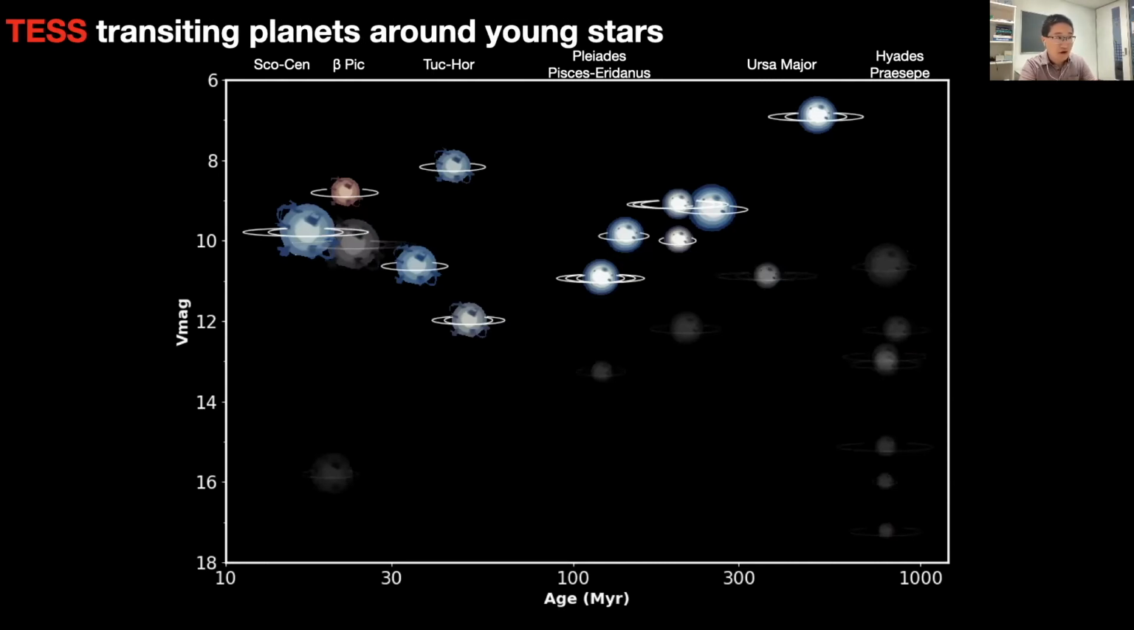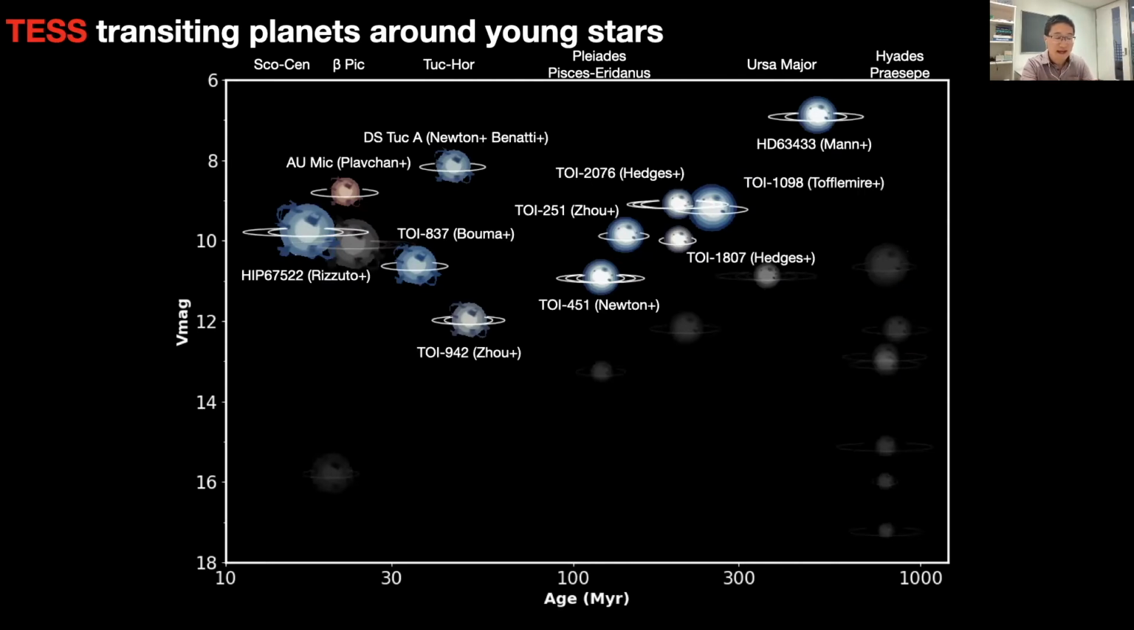TESS is predominantly finding planets of a variety of ages, but around bright stars, stars that are suitable for in-depth characterization studies later on. That's the key legacy of what TESS is contributing to this field. Each one of these planets and star systems can be characterized in depth after discovery.